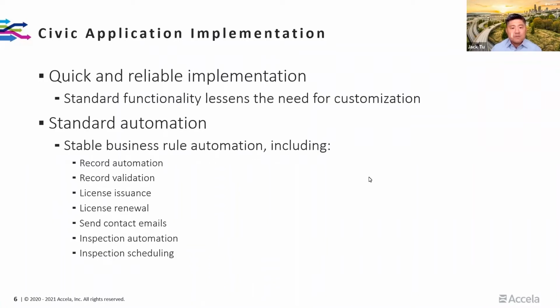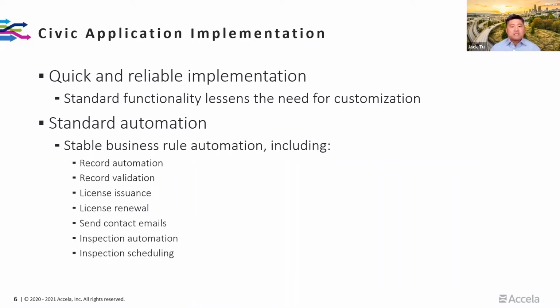For inspection automation, this configurable script would include automation related to when inspections were completed. For example, if I wanted to add a fee to a permit when an inspection was failed because there would be a follow-up inspection that would need to be done, this is what you would use these automations for.